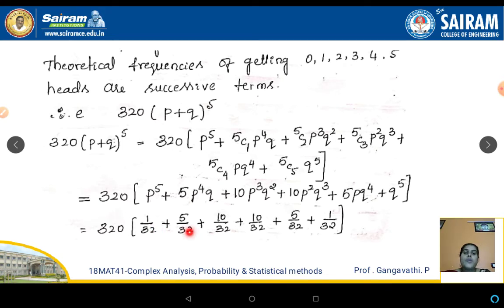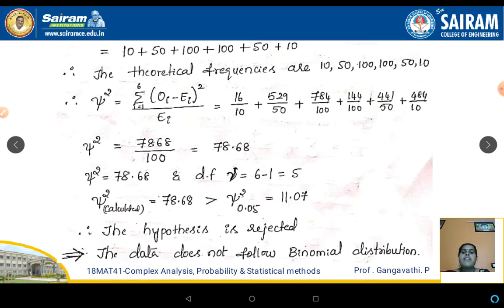Similarly, when we substitute 1 by 2 and 1 by 2 for p and q with respect to powers and simplify, we get 5 by 32, 10 by 32, 10 by 32, 5 by 32, 1 by 32. So these are all the values we get on evaluation, and simplifying further, we get 10, 50, 100, 100, 50 and 10. So these are all theoretical frequencies.